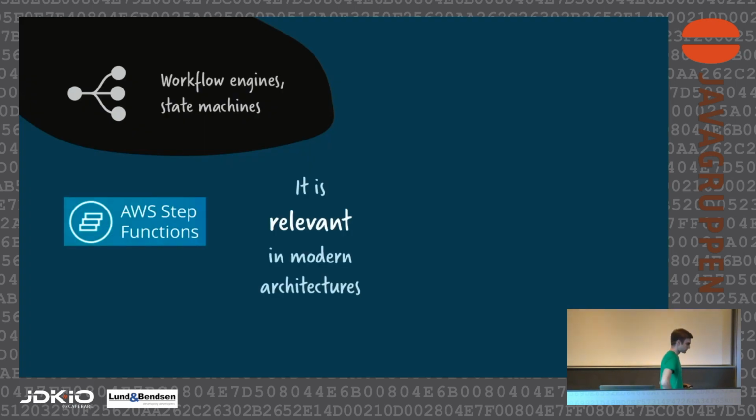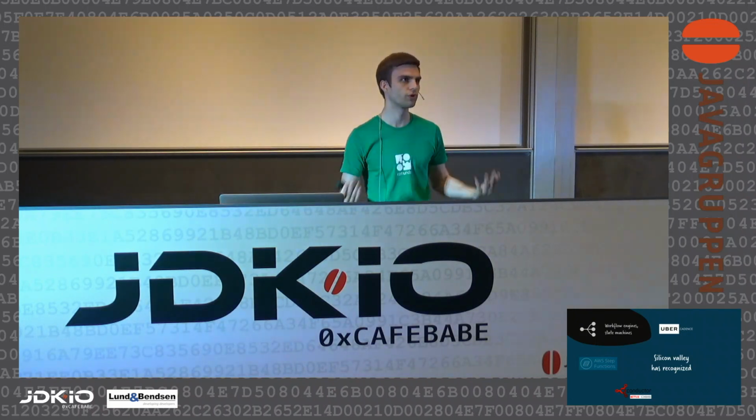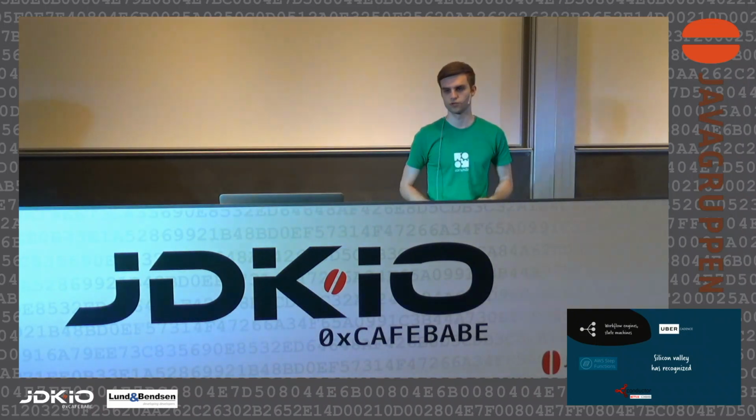State machines are nothing new, and workflow engines are also nothing new. They've been around for many years already, but they are more relevant than ever from my perspective. Other companies, like AWS, have something similar, step functions, to handle state in the cloud. So it's relevant in modern architectures. Silicon Valley companies are also implementing their own workflow engines, not based on a specific standard, but because they had the need to handle that in high load scenarios. There's Uber Cadence, and there's also Netflix Conductor. That's open source software. They don't have any support or services around that, but you can just use that as a developer if you like.